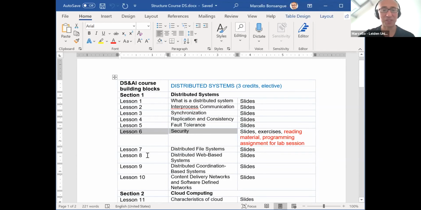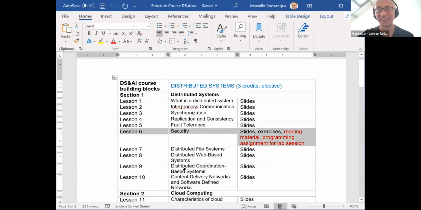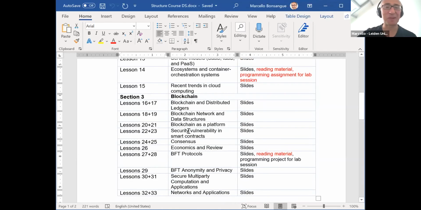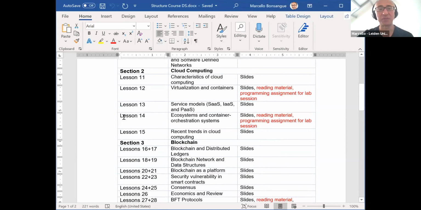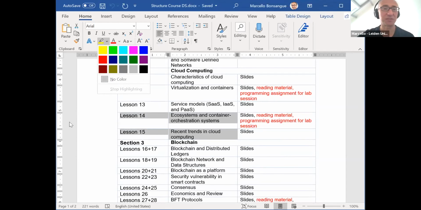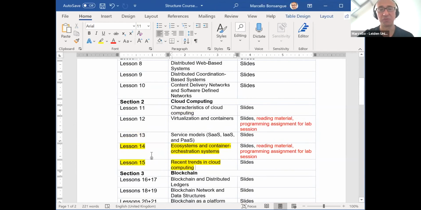So, for example, this lecture here, and maybe also software-defined networks, could be avoided, and security too. Maybe consensus we can leave, but not put too much on it. For lessons 14 and 15, I could put in another column to say that this lecture could easily be removed without any problem.